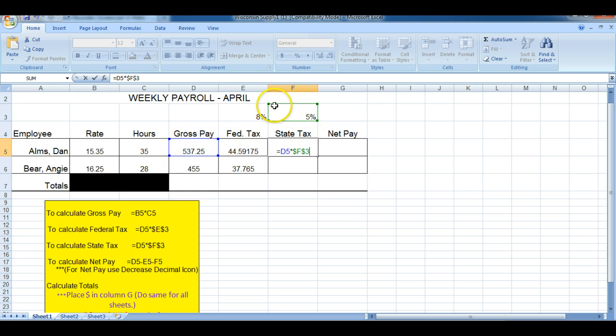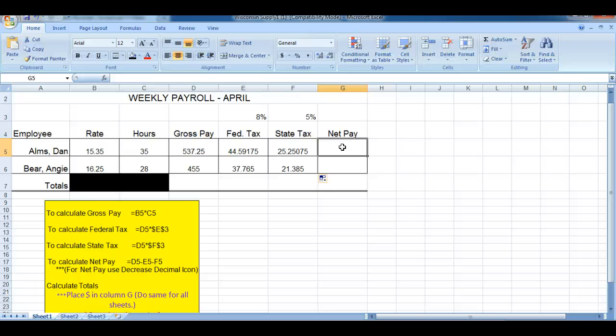Notice again the colored lines around the correct area. Enter. Click back on your answer. Drag down. No problem. Okay, now we're to net pay. Like I said in the beginning, taxes are always taken out of your check. So if something's taken out, you're subtracting.